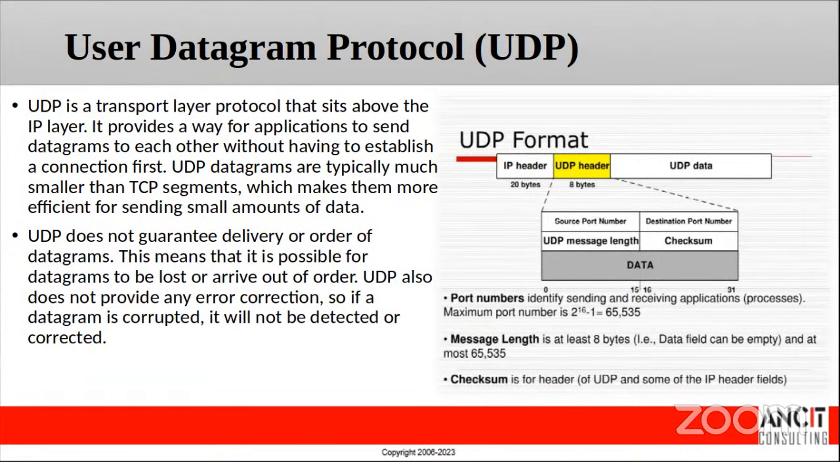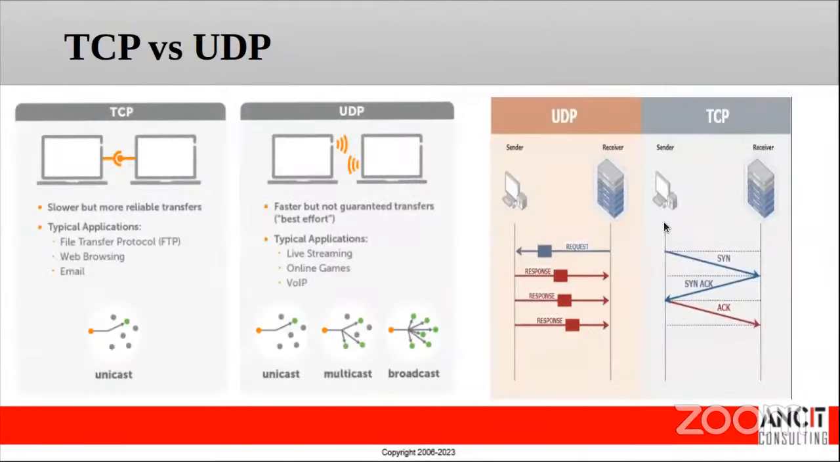And we can see the header format here. It has source port, destination port, message length, checksum and data. It doesn't have an acknowledgement or a sequence number, because here we are making small pieces of segments compared to TCP. That is why UDP is used for user data. You can see here the maximum port number and message length: 65,535 for the message length, and 65,535 for the port numbers. And this is the comparison of TCP and UDP.